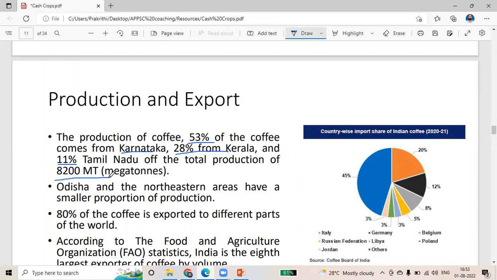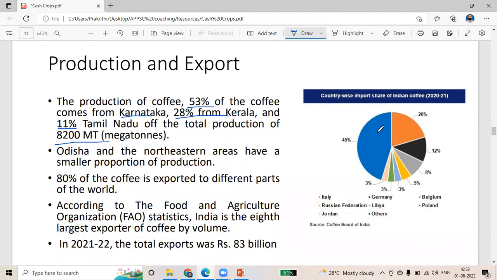If you look at this picture, it shows where we are distributing, exporting to other countries. Other countries altogether take 45%. Other than this, we are exporting the maximum of our coffee to Italy, followed by Germany, then 8% to Belgium. So almost 40% is exported to Italy, Germany, and Belgium.